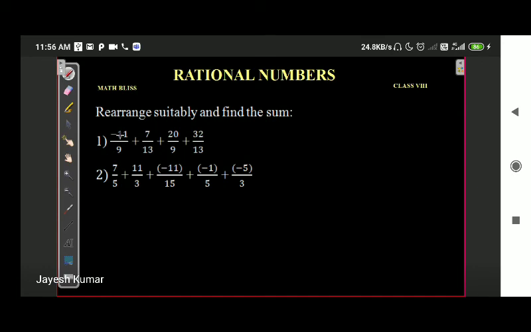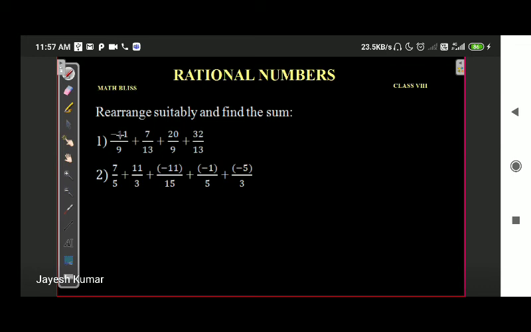The question wants you to do the addition of all these terms. You have to add all these terms. But there is a necessary condition in this question: you have to use the properties. Without using the properties, you are not allowed to add these terms. You have to use the properties of addition.